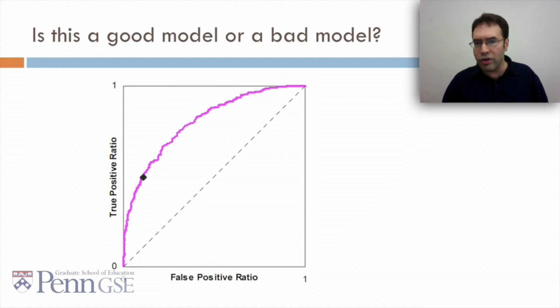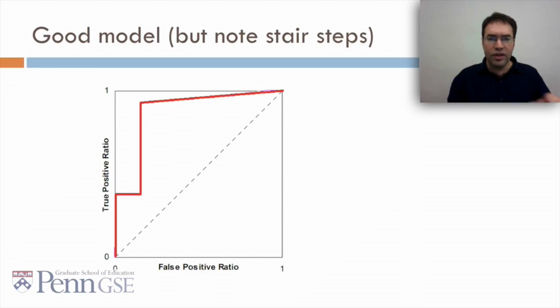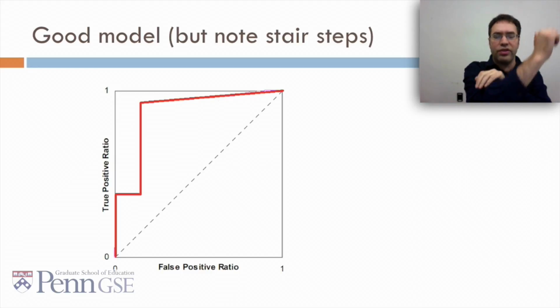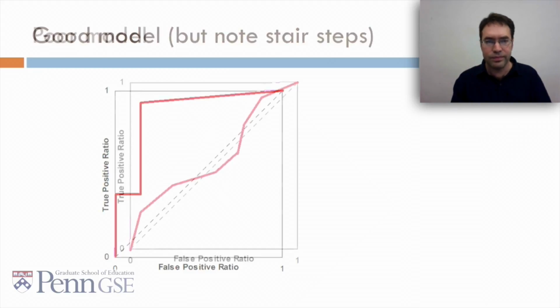So is this a good model or a bad model? This is a chance model. Again, it's right on the dashed line. Now this is a good model. It's one worth looking at. You'll note that it's pretty much well above the diagonal line. But note those stair steps. Those weird little stair steps are kind of indicative that the model has got lumpiness in it, and we'll talk about that later in the class.